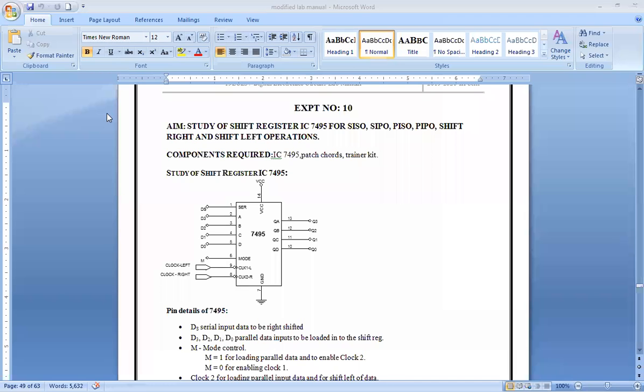So today for our experiment, we'll be looking into the 10th one, which is nothing but the shift registers. I think all of you have studied the shift registers in your theory classes.